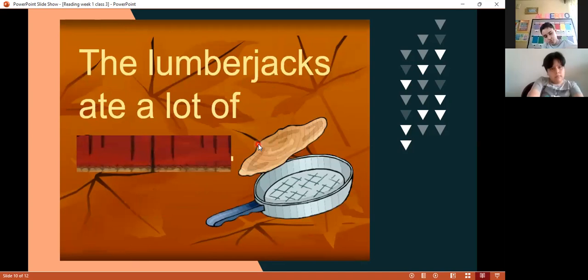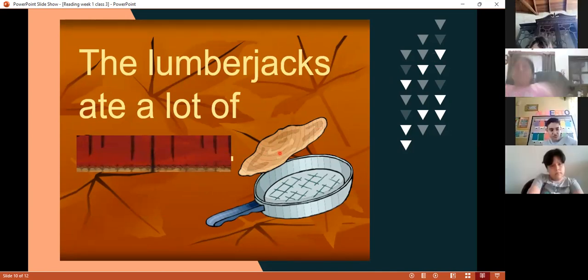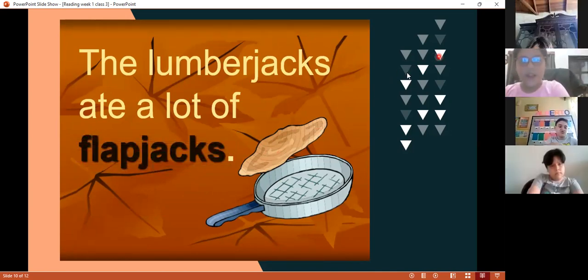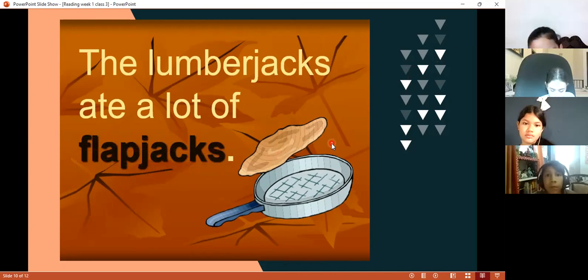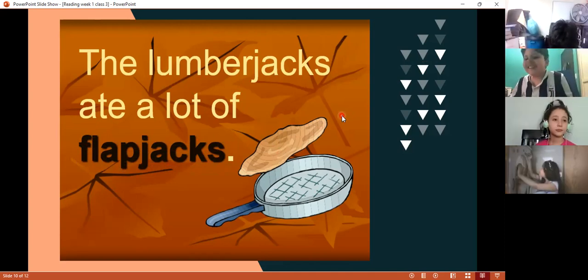And the next sentence: the lumberjacks ate a lot of what? Pancakes. The pancakes. Bookkeeper? No, they cannot eat the bookkeeper. Flapjacks, yes, the pancakes are the flapjacks, but not bookkeeper. If they ate the bookkeeper, they would be eating a person. Or they would cook the grizzly. That's going to be so weird.